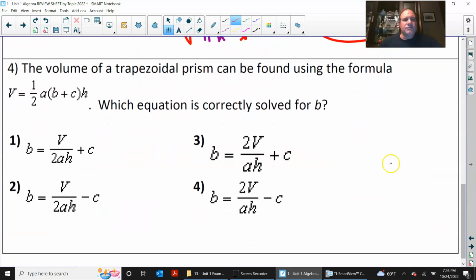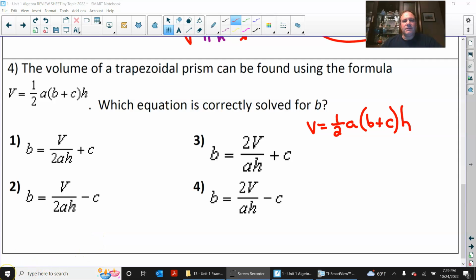All right, the volume of a trapezoidal prism can be found using the formula right here. So I am just going to go ahead and write V equals a half A times B plus C times H. All right, so I'm going to have to solve for B. I'm going to take it one step at a time. You see this half? It's really bothering me. So I'm just going to multiply the entire thing by 2. And that is the first thing that I'm going to do.